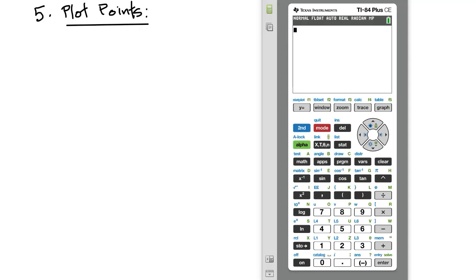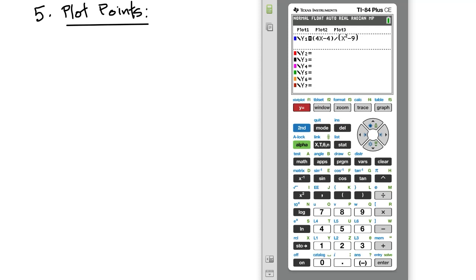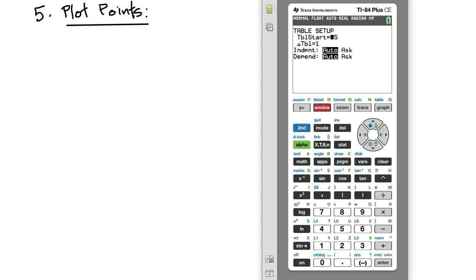The next step is to plot points, and I use the calculator to speed this up. If I hit y equals, I put my original function in the y equals, or y1. Second quit gets me back to the home screen. And now I'm going to have the calculator automatically find me a series of points. Second table set, I want to start at negative 5 because I know that the graph is undefined at negative 3. So I want to go a little bit left of that.